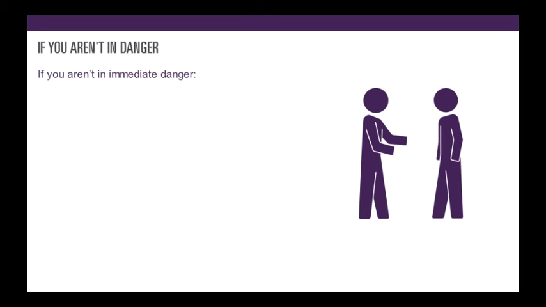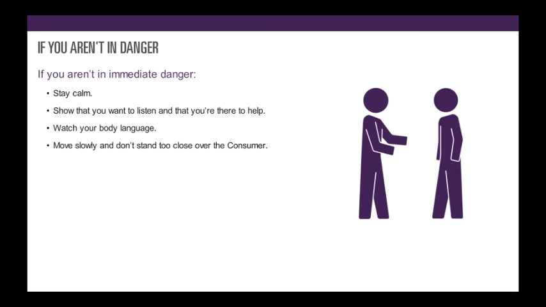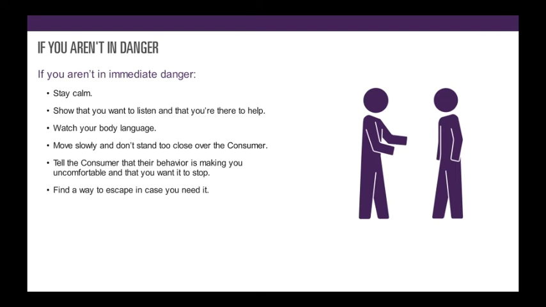If you aren't in immediate danger from a consumer's aggression or violence, stay calm. Show that you want to listen and that you're there to help. Watch your body language. Don't point, cross your arms, or touch the consumer. Move slowly and don't stand too close over the consumer. Tell the consumer that their behavior is making you uncomfortable and that you want it to stop. Find a way to escape in case you need it. Report incidents of violence or aggression to the case manager or supervisor.